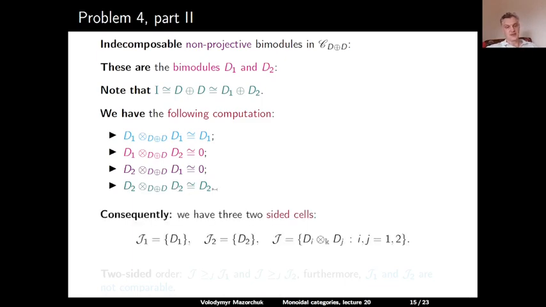This gives us the following cell structure. We have a singleton two-sided cell J1, which consists of D1. We have a singleton two-sided cell J2, which consists of D2. And we have a third two-sided cell J, which consists of all indecomposable projective bimodules. The two-sided order is as follows. J is greater than or equal to J1, and it is greater than or equal to J2, but J1 and J2 are not comparable in the two-sided order. So this is because of these two middle relations.